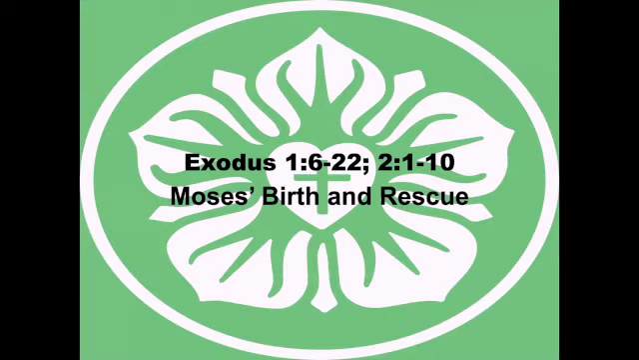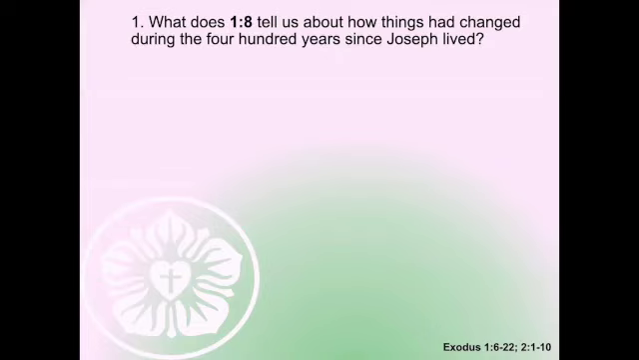All right, Exodus chapter 1 and 2, Moses' birth and rescue. Number 1, what does chapter 1, verse 8 tell us about how things have changed during the 400 years since Joseph lived?